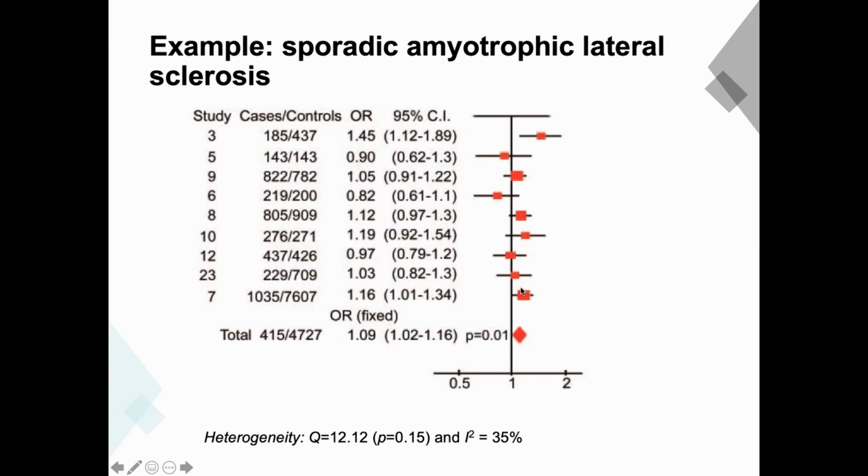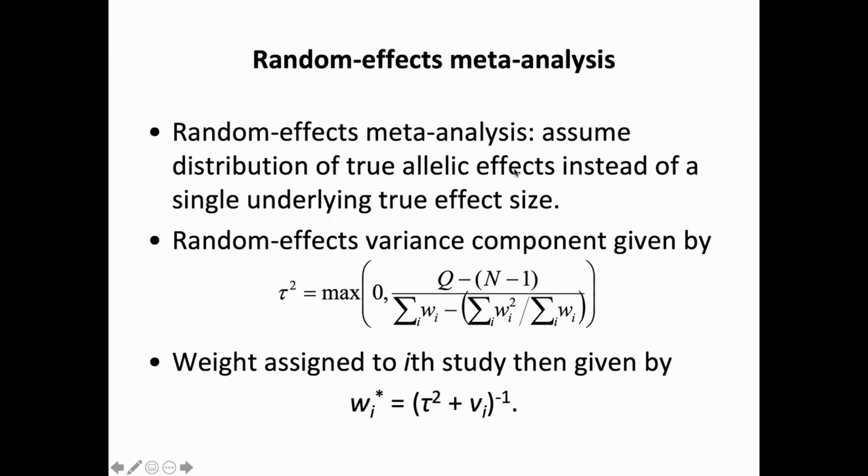And if we look into the heterogeneity among those cohorts, we can see that we can basically draw a line through most of the cohorts, telling that there is very little heterogeneity. Q is 12.12 with p-value 0.15, which is statistically not significant, and the I-square is 35%, telling that there probably is no heterogeneity and everything is fine.